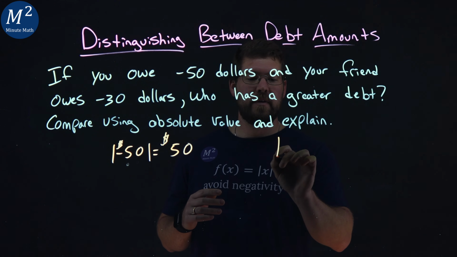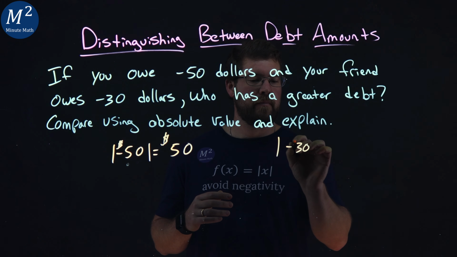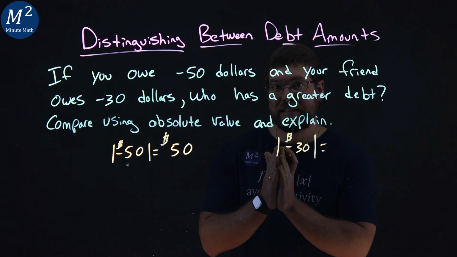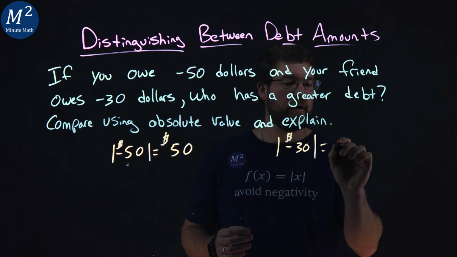Now your friend owes negative $30. All right, that's dollars right there. And that distance from 0, negative 30, is a positive $30.